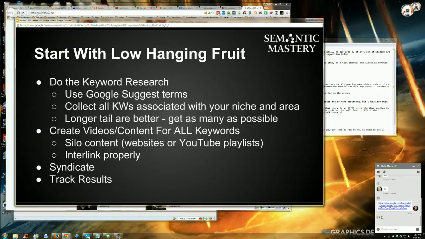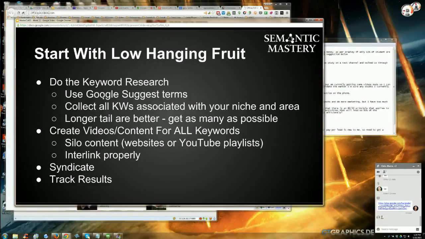So go broad without your geographic modifiers, so that you get an idea of what other people are searching for in other areas outside of your specific area that you're trying to rank for if you're doing local stuff. And then also search with the local modifiers too, and scrape all of those back. Okay, and then the longer tail keywords are better. Get as many as possible, guys. I'm serious. You want as many as possible.